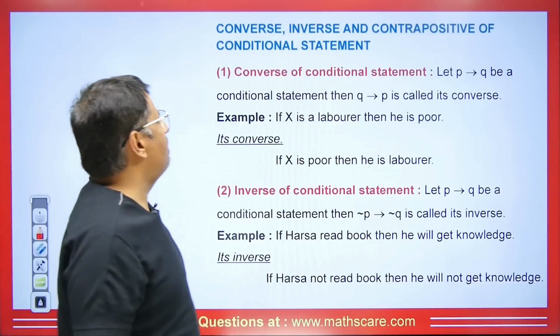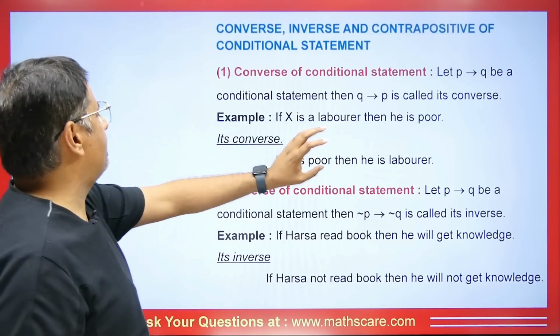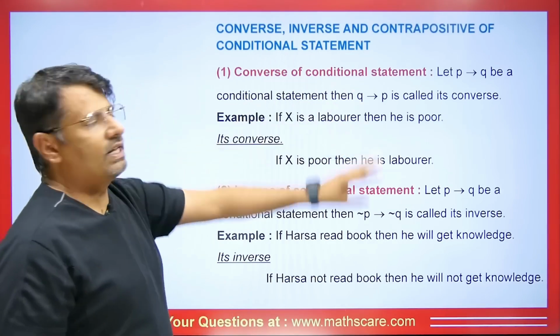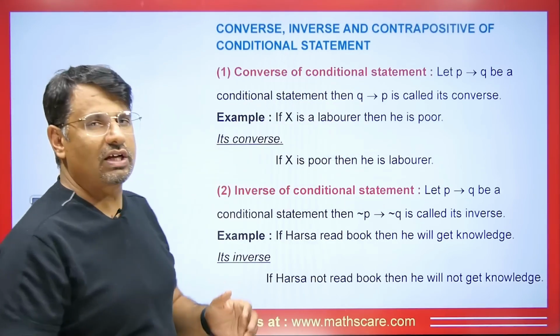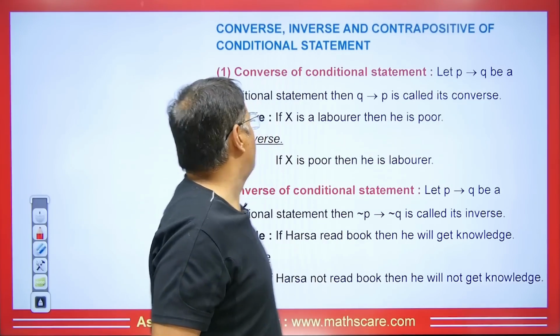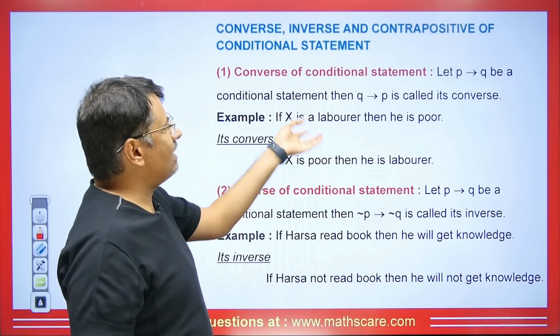Now we will discuss the converse, inverse and contrapositive of a conditional statement. What do these mean? First, we will talk about the converse of a conditional statement. How do we find the converse of a conditional statement? Students, we know that this is our conditional statement. It means P implies Q, so what will be its converse?